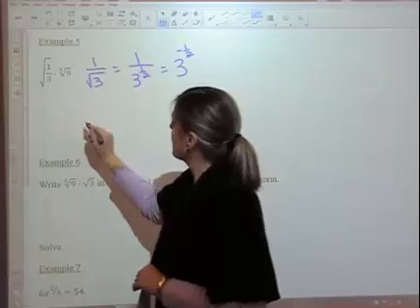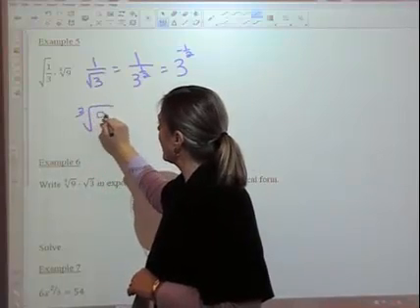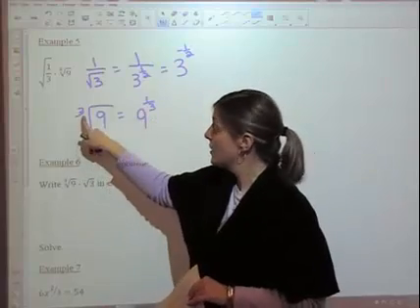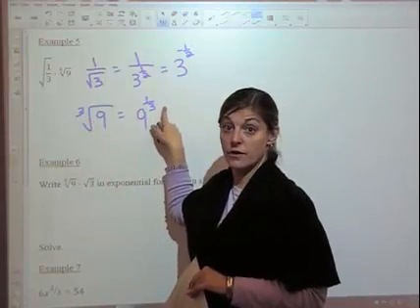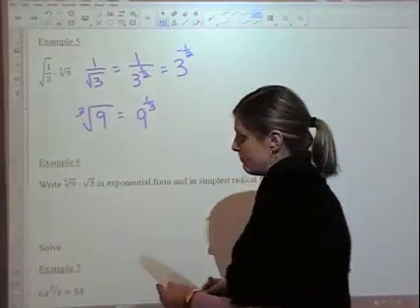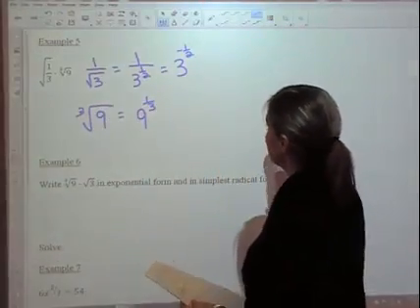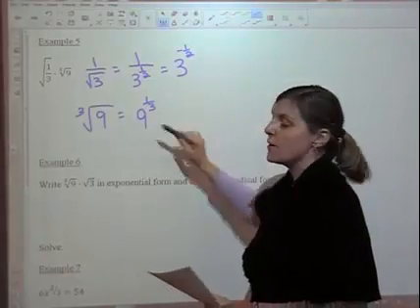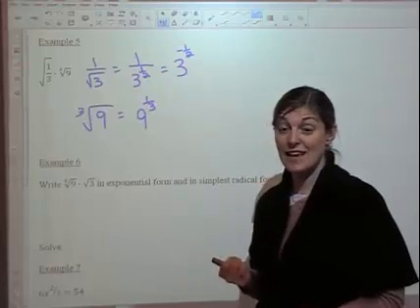And then the cube root of 9 is going to become 9 to the 1/3. Again, the root becomes the denominator for the exponent, and the exponent is the numerator. All right, and then they were being multiplied together, so we're going to multiply these two together, but can you multiply them when the bases aren't the same?